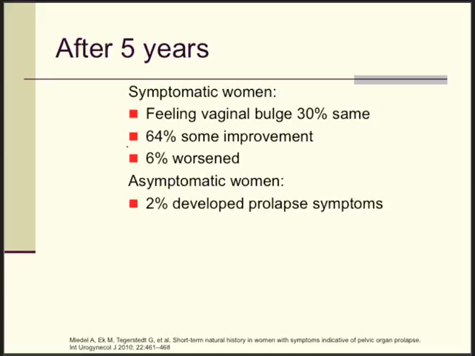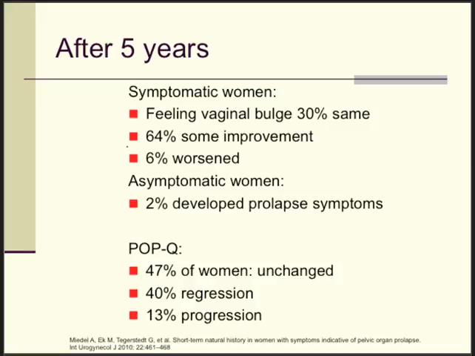If women were asymptomatic at the start of the study, 2% developed prolapse symptoms in 5 years' time. So those figures are not too bad. POPQ, when you look at the examination findings, 47% of women had no worsening of the prolapse, 40% had a slight improvement of the anatomical variations, and 13% showed worsening. So interesting here from this study, though not a big study, it shows that prolapse does not necessarily have to worsen over time, which can help us when we inform women about treatment options.